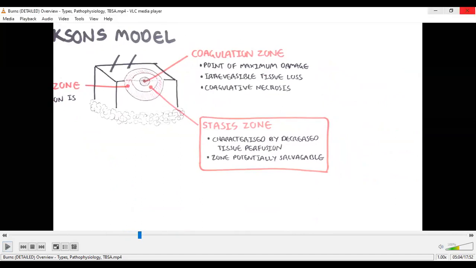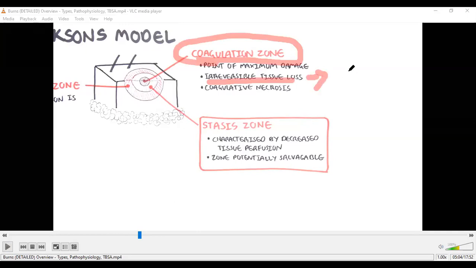So there are 3 burn wound zones: the zone of hyperemia, which is the least severe, the zone of stasis, and the zone of coagulation. The zone of coagulation is the maximum damage zone, where there is irreversible damage and irreversible tissue loss. So we need skin grafting. Skin grafting is required for healing.